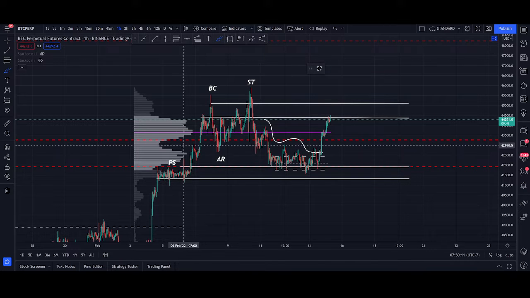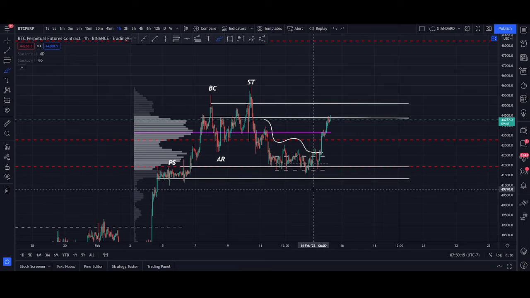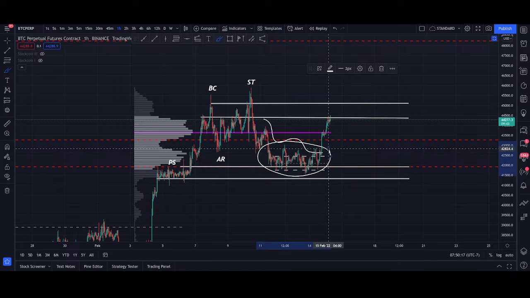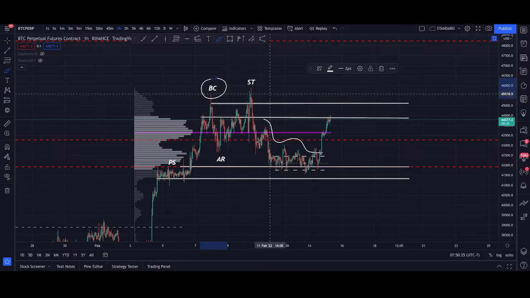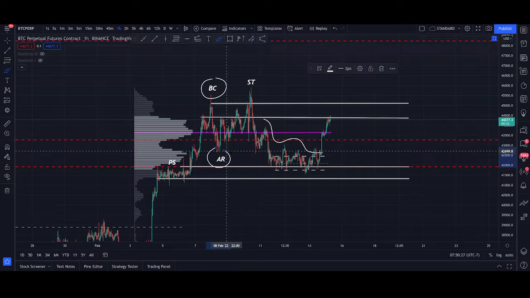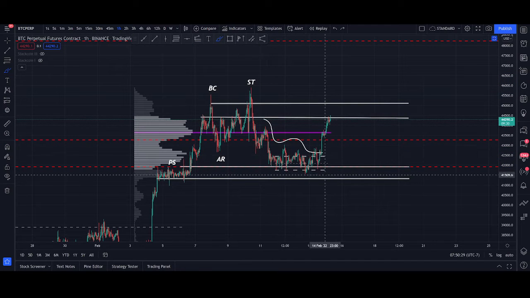If you can see, we have this large preliminary support, which held us very nicely. We talked about that in this previous video where we talked about this accumulation, and I'll go over that a little bit later as well. This BC, buying climax, AR, ST, it's all classic looking.